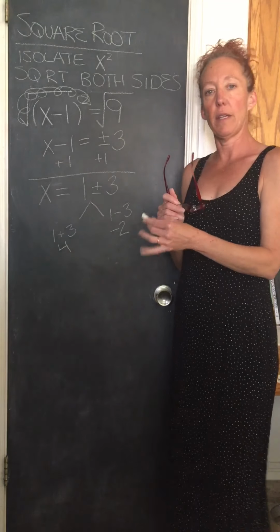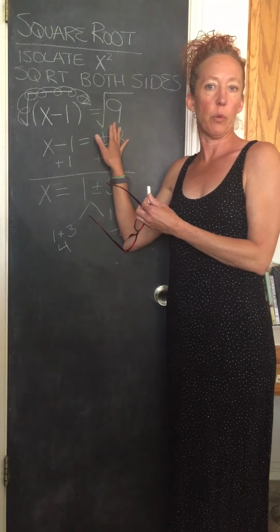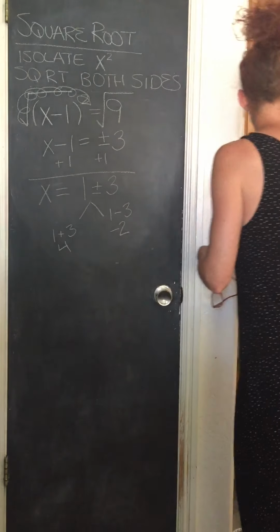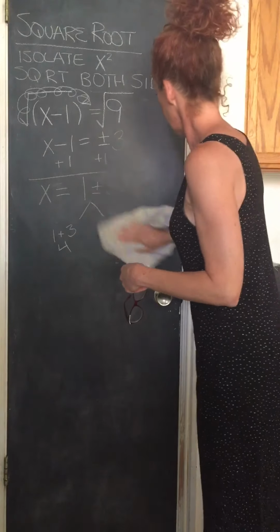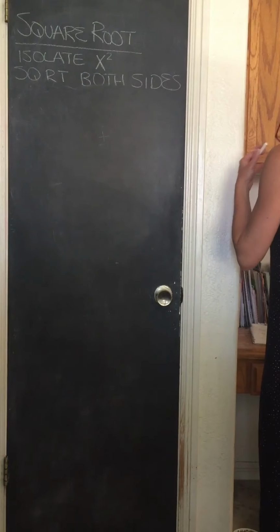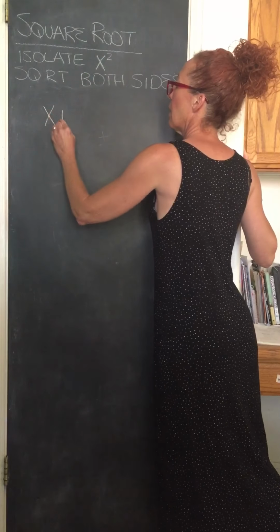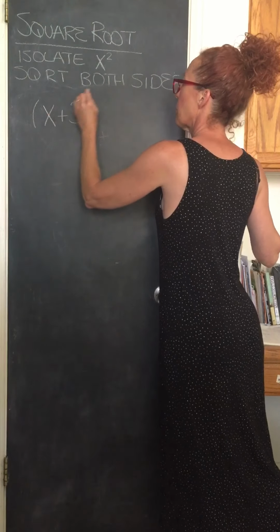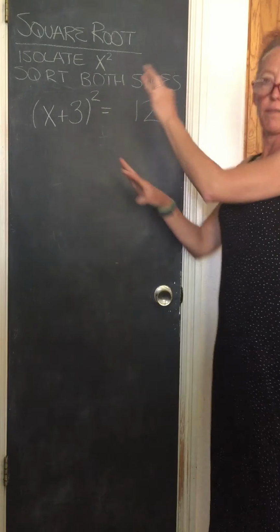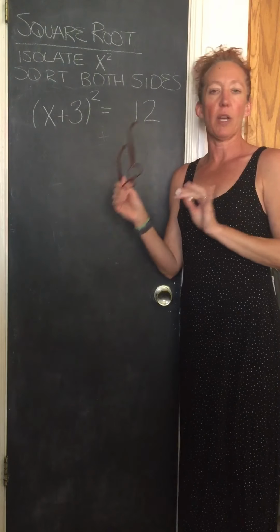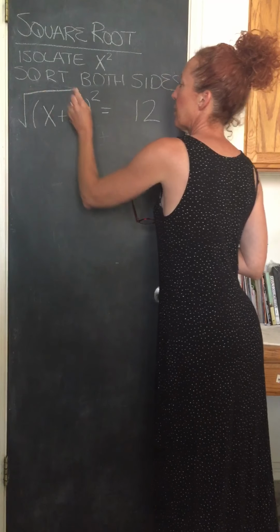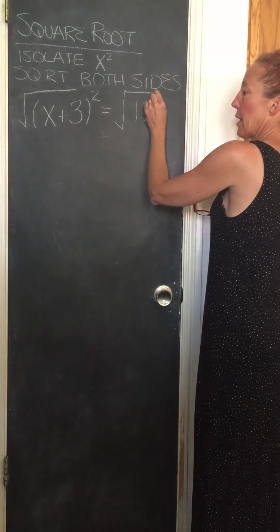Not every one of these will have a perfect square here. So if this does not work out nicely, like the next example, I'll show you what to do. So x plus 3 squared equals 12. Again, we don't have to move anything. We don't have to add, subtract, or divide. We already have that square term isolated. So we're going to go straight to square rooting both sides.